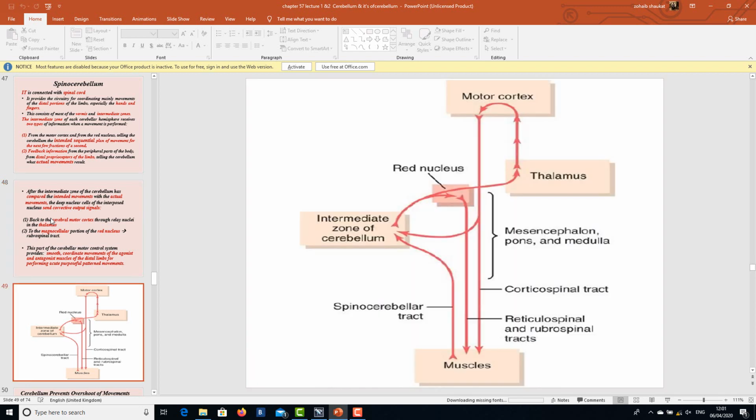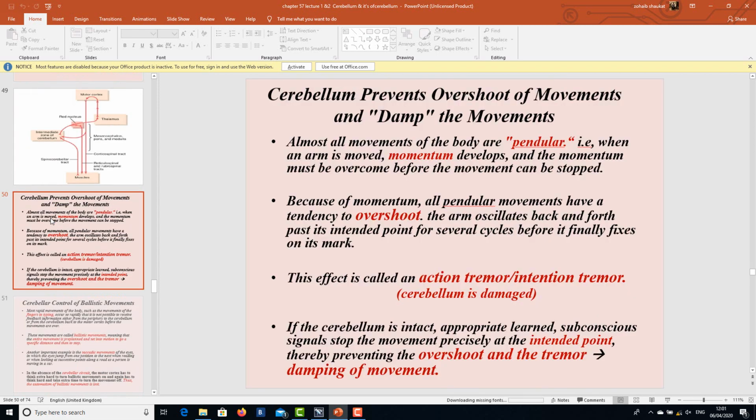You can see how this whole process is going on. What is the circuitry of the cerebellum? How is the whole process going on?